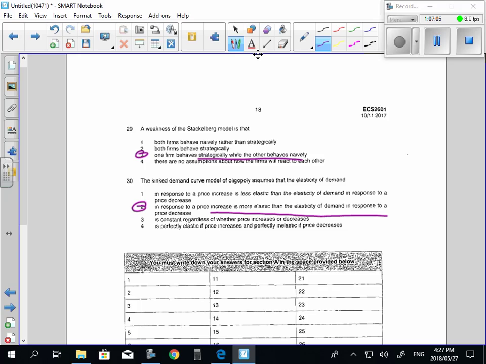Remember your kinked demand curve model looks something like that. At the market price, it becomes more elastic, it becomes flatter, but below that, it becomes steeper, it becomes less elastic.